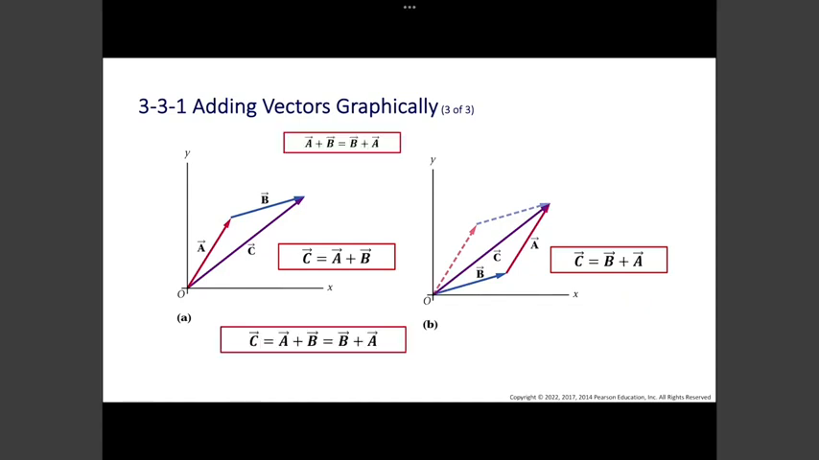Now note that C is the diagonal of this parallelogram formed by vectors A and B in both cases. So this method of vector addition we call the parallelogram method.